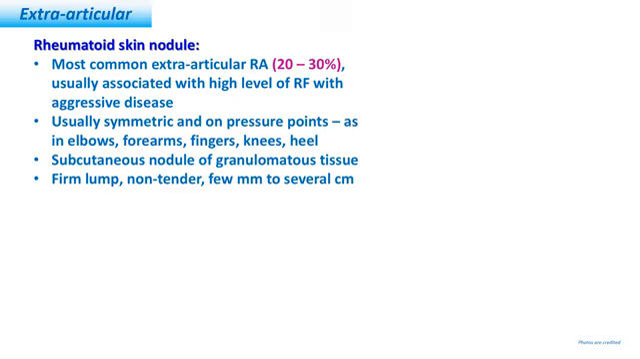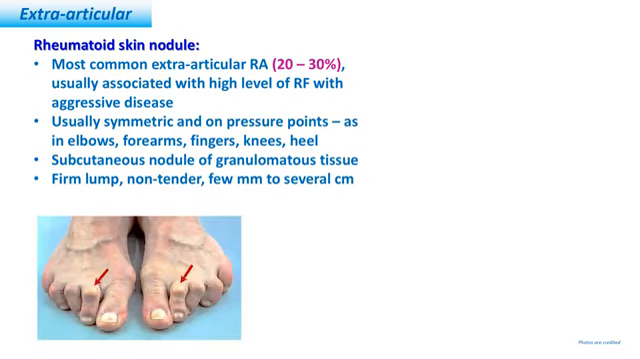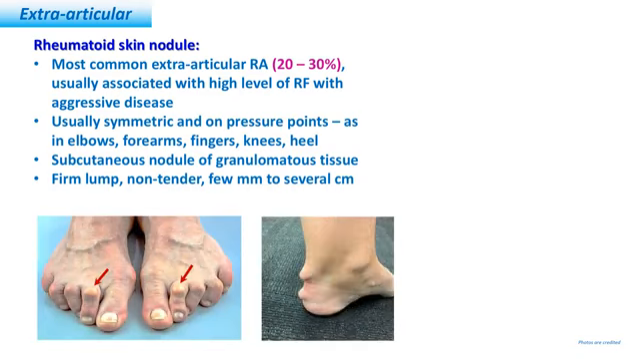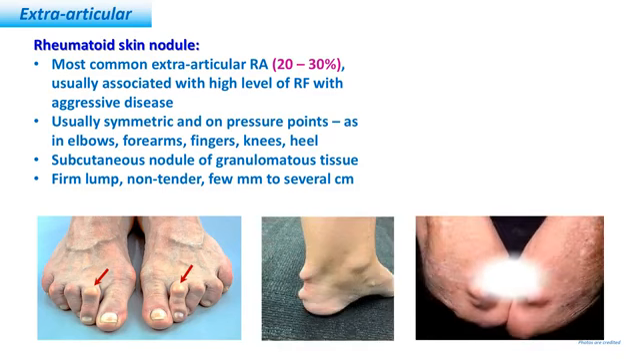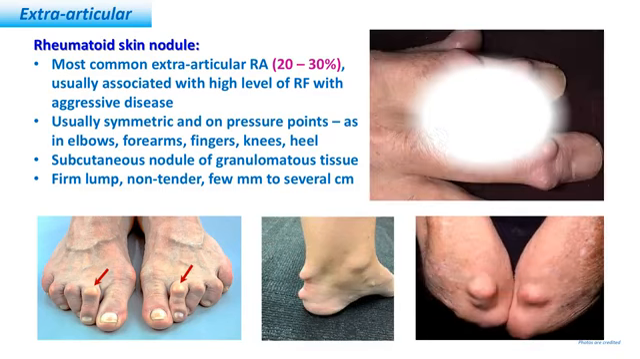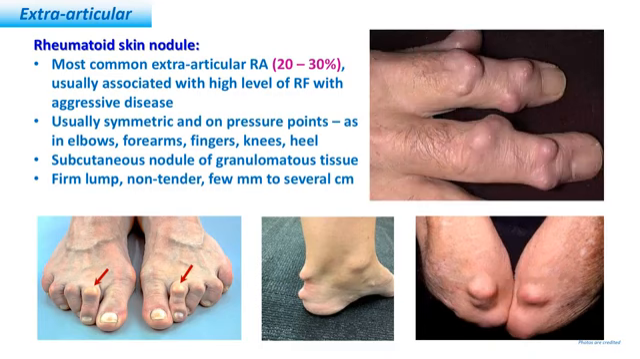This is a firm lump, non-tender, a few millimeters to several centimeters. Let us see in pictures. Here we see the nodule over the dorsal aspect of the second toes. Here we see the nodule over the heel region, nodules over the elbow region, nodules over the dorsal aspect of the finger region.